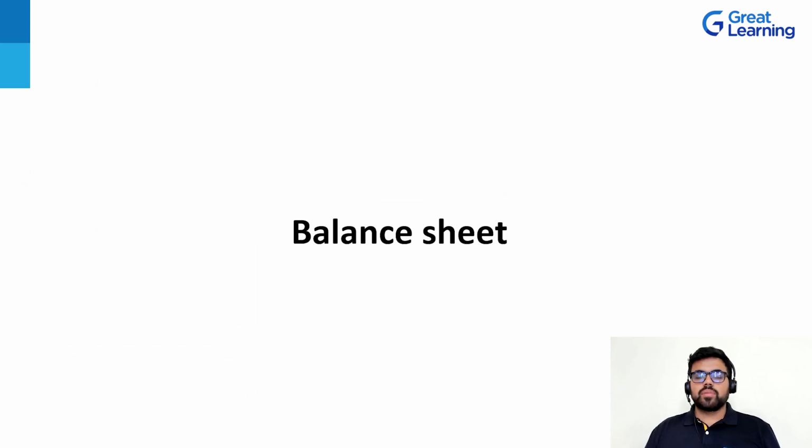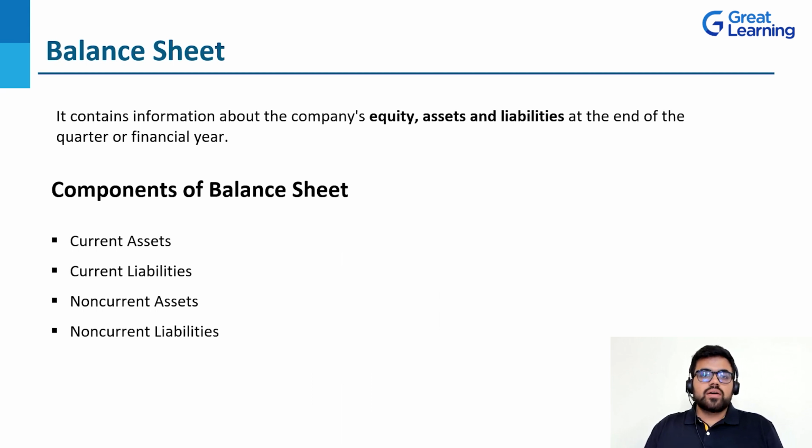Next, we'll be talking about the three financial statements. We'll start with the balance sheet. We'll learn the various components of a balance sheet, and I'll also show you a sample balance sheet to give you a deeper understanding of what a balance sheet exactly is. The balance sheet contains information about three primary components. That is, it tells us about the asset part of it.